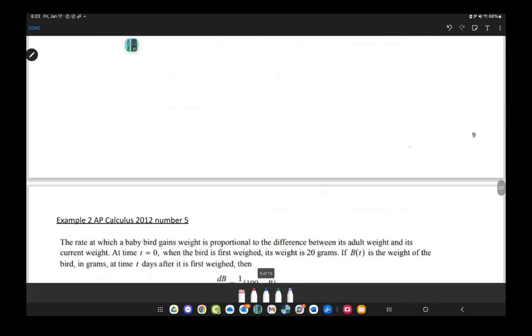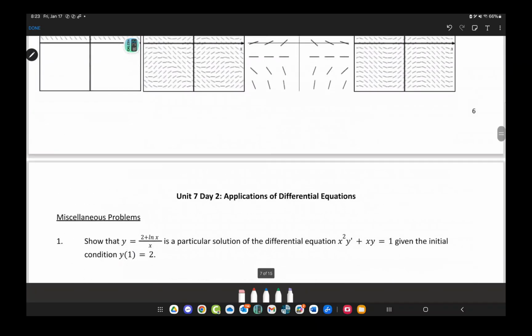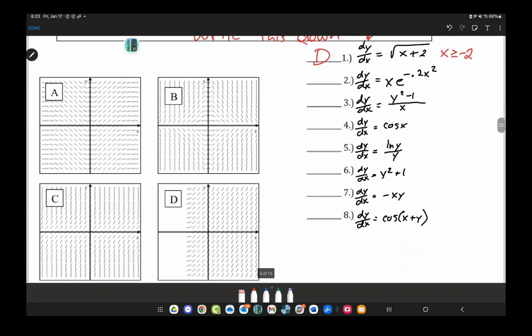So yeah, number 5 is E because y must be greater than 0. Those are the easy ones to look at because we have specific restrictions on them.